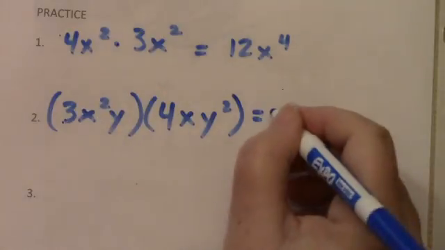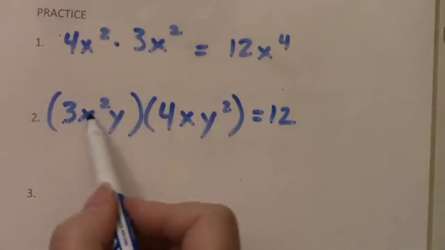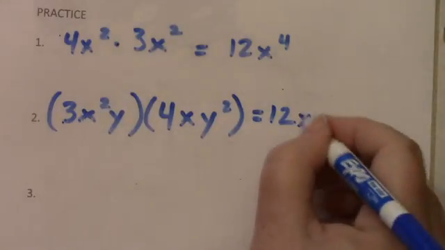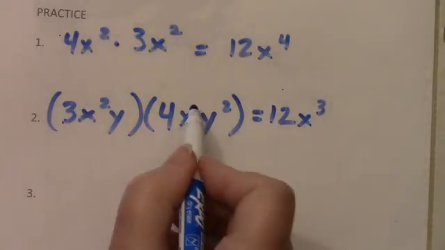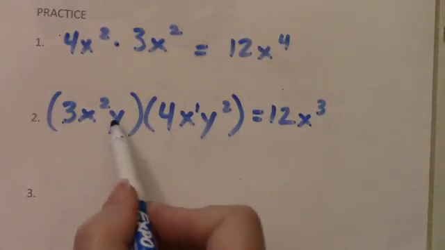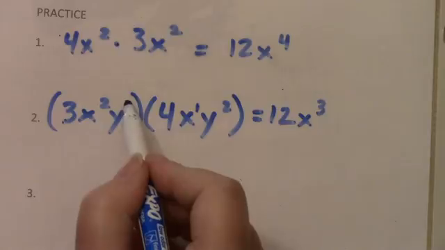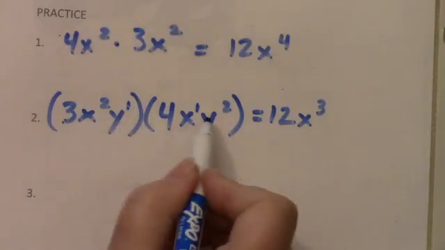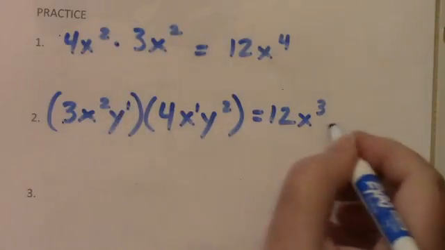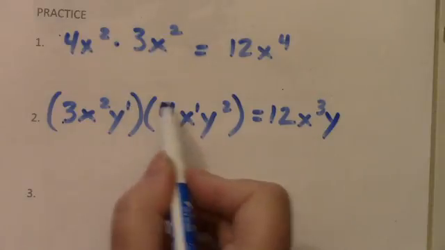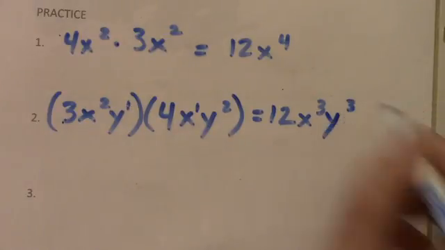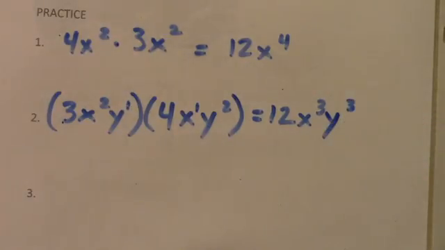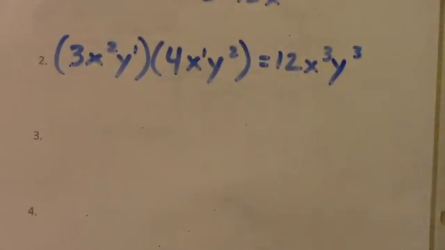Coefficients, 3 times 4 is 12. I look at my x's. X squared times x is x cubed, because there's really a 1 there. Then I look at my y's. There's really a 1 here. Y times this y squared would be y cubed, 1 plus 2 is 3. So they don't have to be like terms to do this.